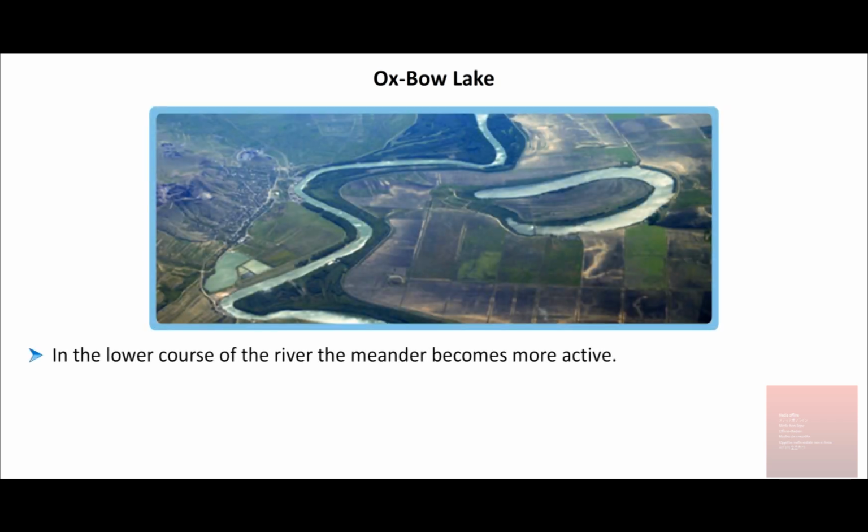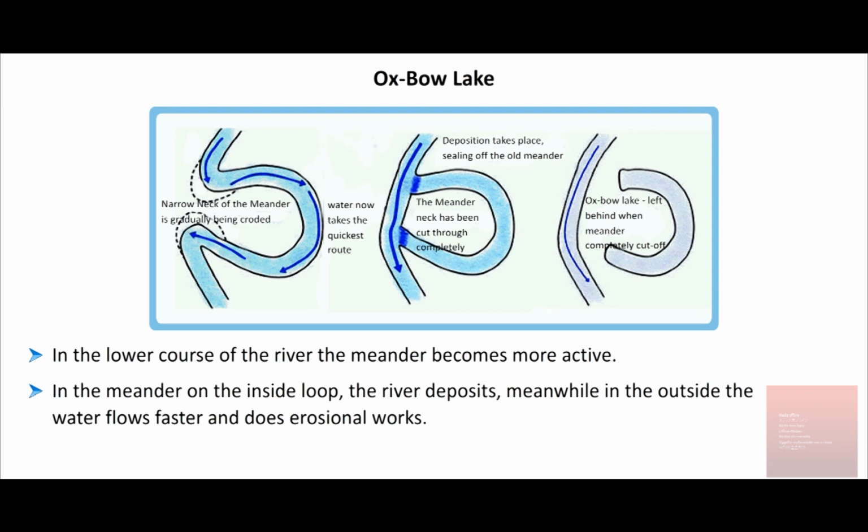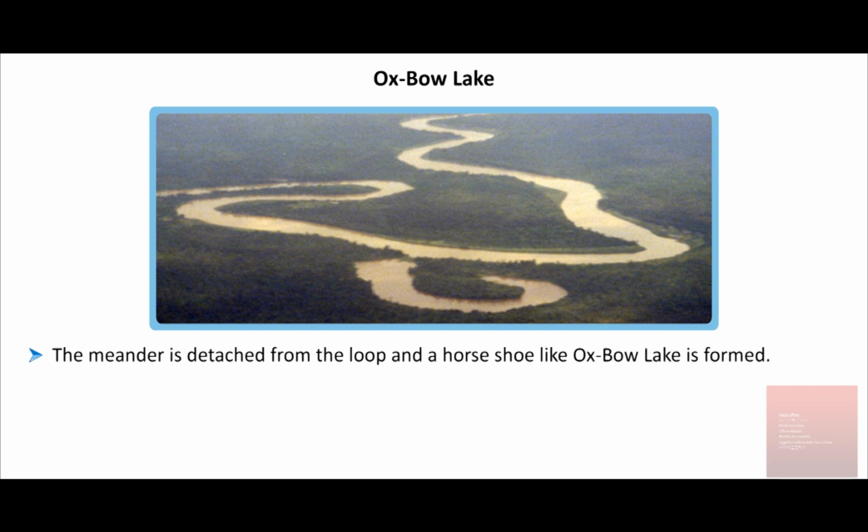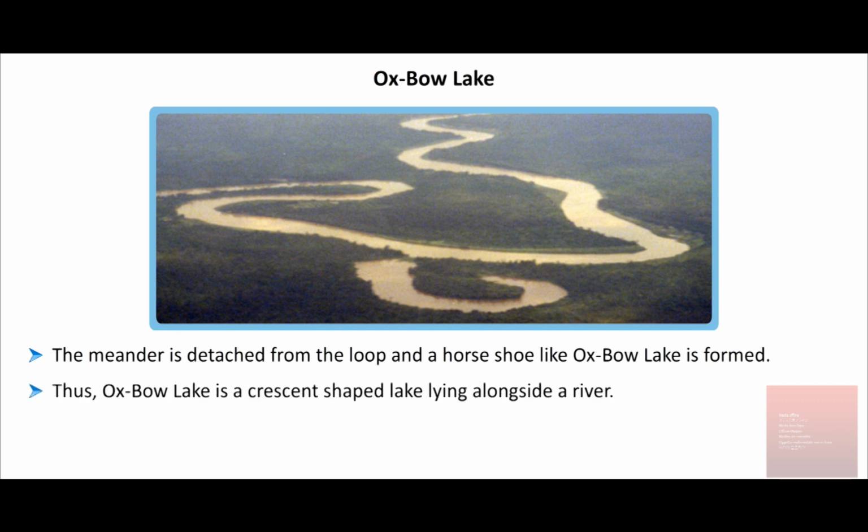Oxbow Lake. In the lower course of the river, the meander becomes more active. In the meander on the inside loop, the river deposits, meanwhile in the outside, the water flows faster and does erosional work. Over a period of time, the loop of the meander widens and the neck of it disappears. The meander is detached from the loop and a horseshoe-like Oxbow Lake is formed. Thus, Oxbow Lake is a crescent-shaped lake lying alongside a river.